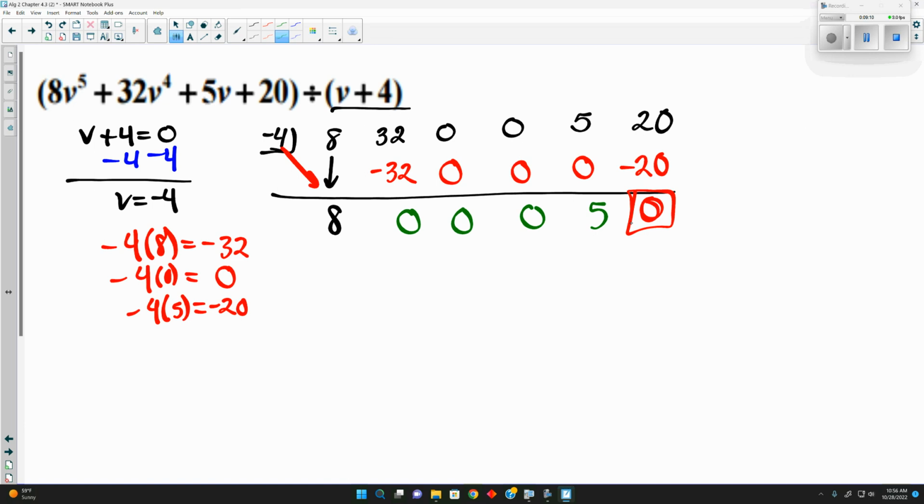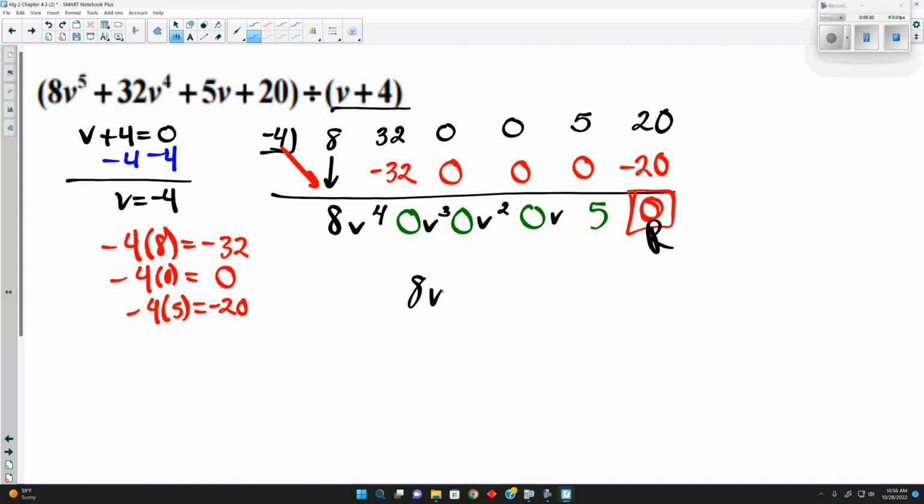Now, when we plug the variables back in, so this here is our remainder. Our 5 is our constant term. It doesn't have a variable. The number after it would be v, then v squared, v cubed, and then v to the 4th. So our final answer is what?